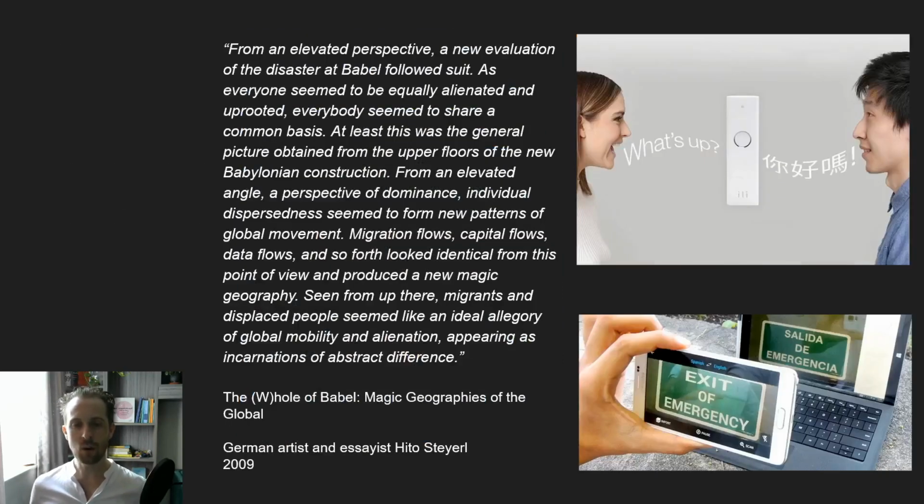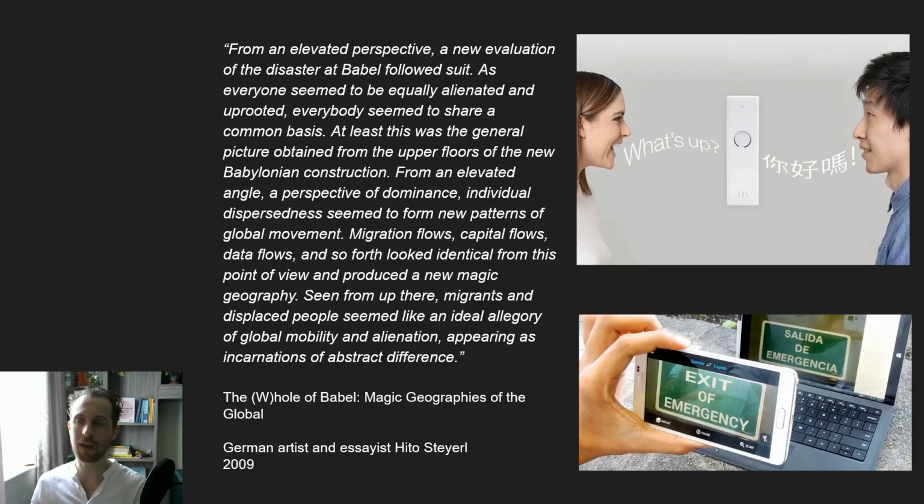Okay, so a final quote from Hito Sterl. She writes, "From an elevated perspective, a new evaluation of the disaster of Babel followed suit." What she means is a new way of looking at the destruction of the tower. When the tower was destroyed, everyone seemed to be equally alienated and uprooted. Everyone seemed to share a common basis. At least this is the general picture obtained from the upper floors of the new Babylonian construction. From an elevated angle, a perspective of dominance, individual dispersedness seemed to form new patterns of global movement.